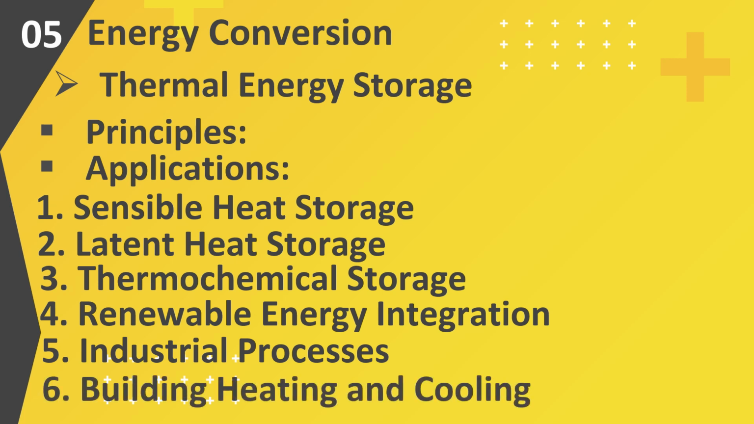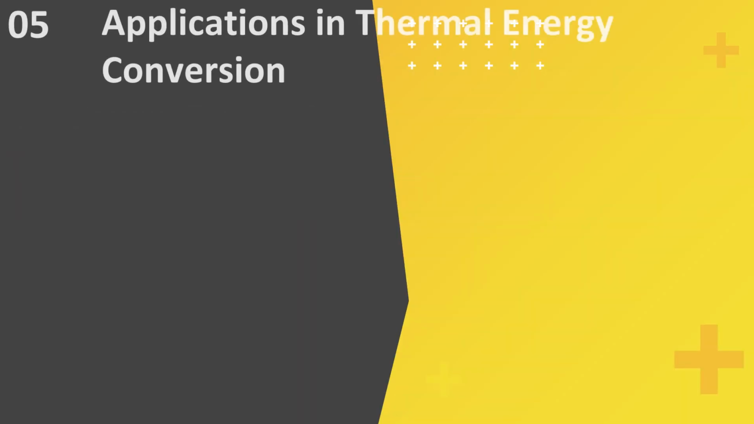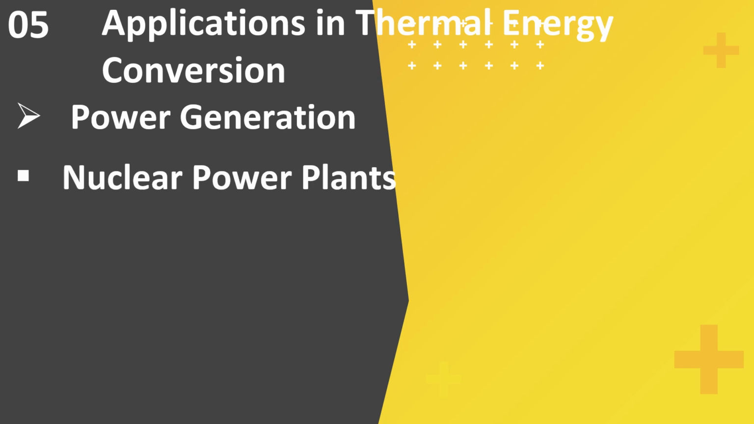Building heating and cooling. Thermal energy storage can be used in buildings to store excess heat or coolness during off-peak hours and release it when needed, reducing energy consumption and optimizing HVAC systems. Nuclear power plants generate electricity by harnessing the thermal energy released from nuclear reactions. These reactions produce heat, which is used to produce steam. The steam then drives a turbine connected to a generator, generating electricity.